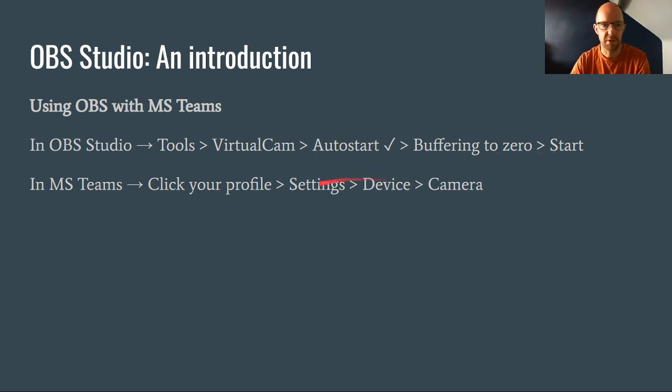And then go to Microsoft Teams, and if I click my profile picture at the top and then choose Settings and Device and then scroll down, there's an option for camera, and we can actually change the camera. So the default setting is to use the video cameras on our computers, but we can change that to be OBS camera if I've set it up appropriately.